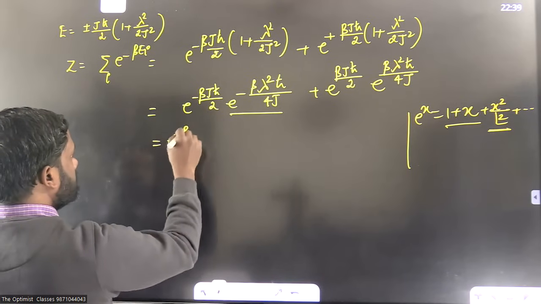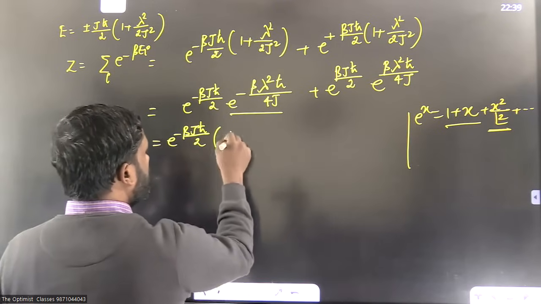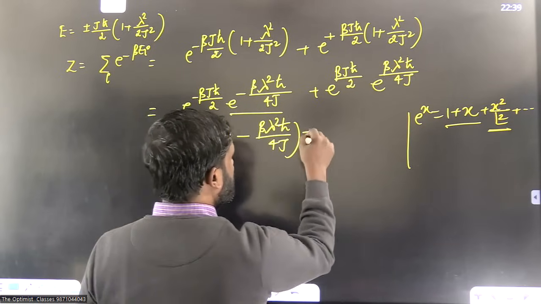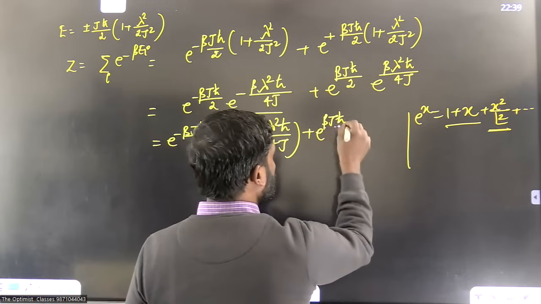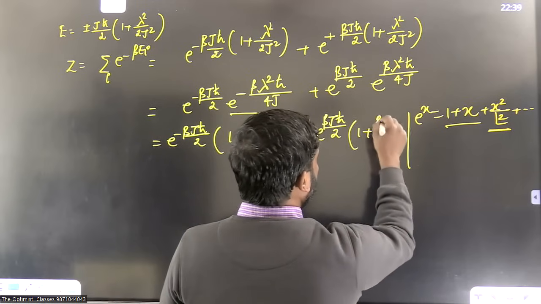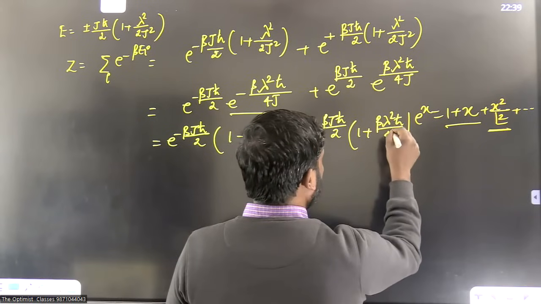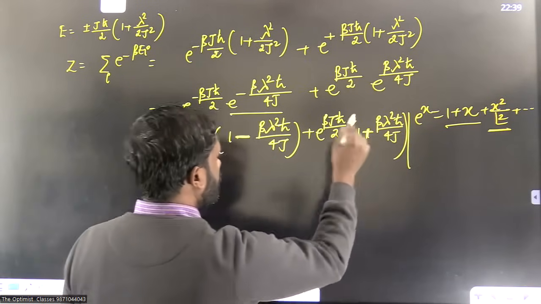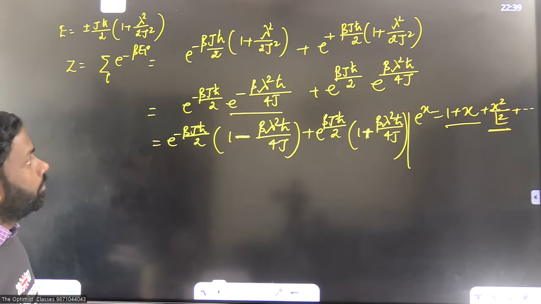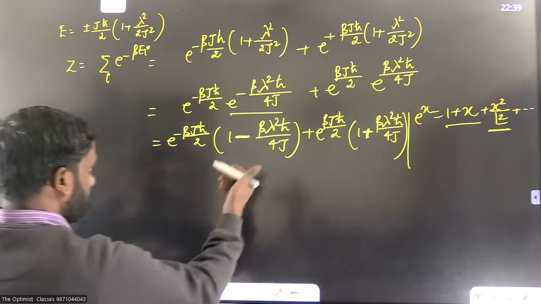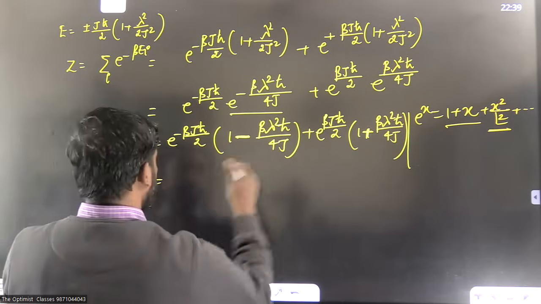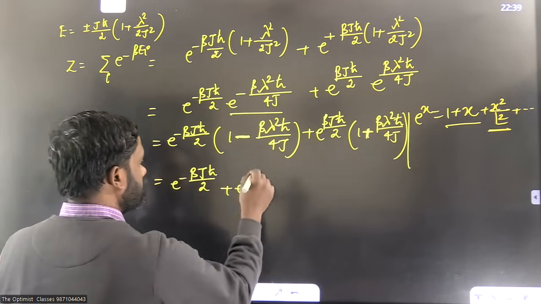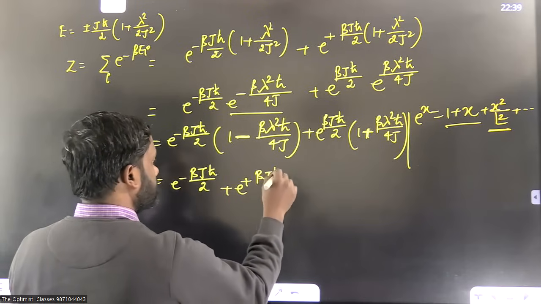So e to the power minus beta J h bar by 2, and here you get 1 minus beta lambda square h bar by 4J, plus e to the power beta J h bar by 2, and here you get 1 plus beta lambda square h bar by 4J. Now you see here there is a negative sign and there is a positive sign. So therefore you are most probably going to get a sine hyperbolic term. Okay, so let us write the first term, e to the power minus beta J h bar by 2 plus e to the power plus beta J h bar by 2.